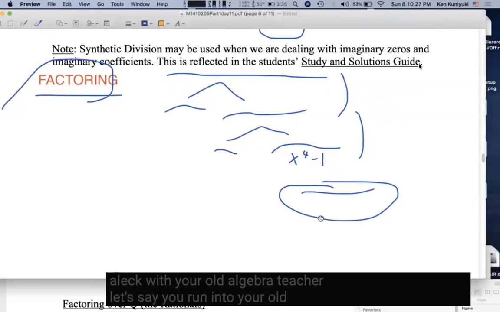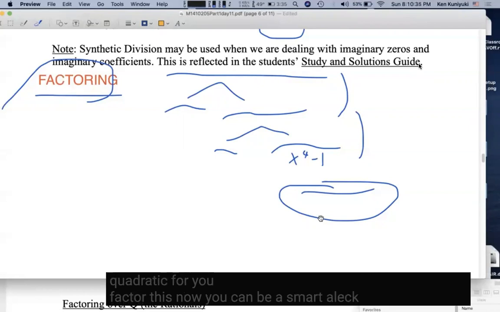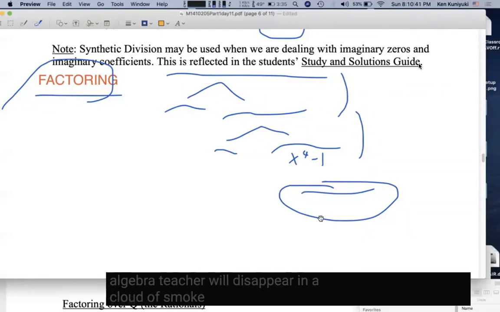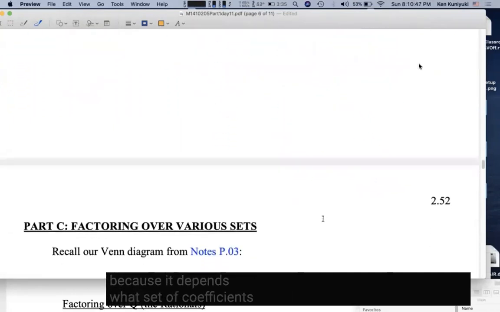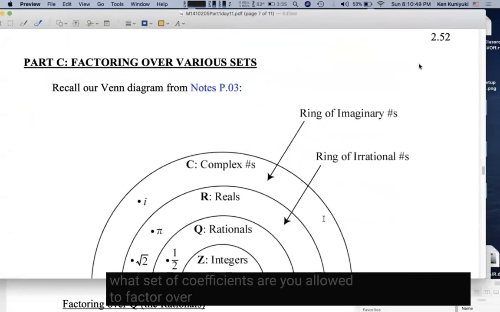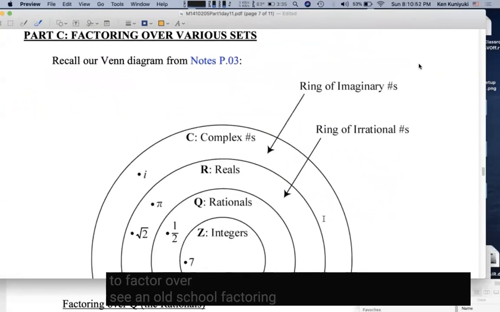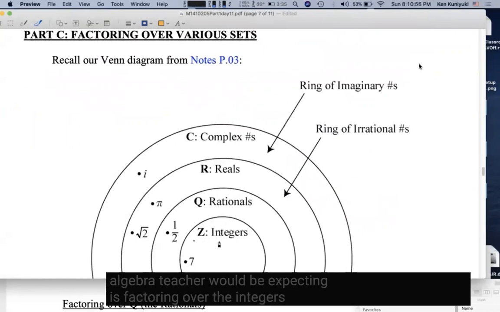Let's say you run into your old algebra teacher on the street, and your algebra teacher says, hey, I have a quadratic for you. Factor this. Now you can be a smart aleck and ask, over what set? And then maybe your algebra teacher will disappear in a cloud of smoke. Because it depends. What set of coefficients are you allowed to factor over? See, in old school factoring, what your algebra teacher would be expecting is factoring over the integers.